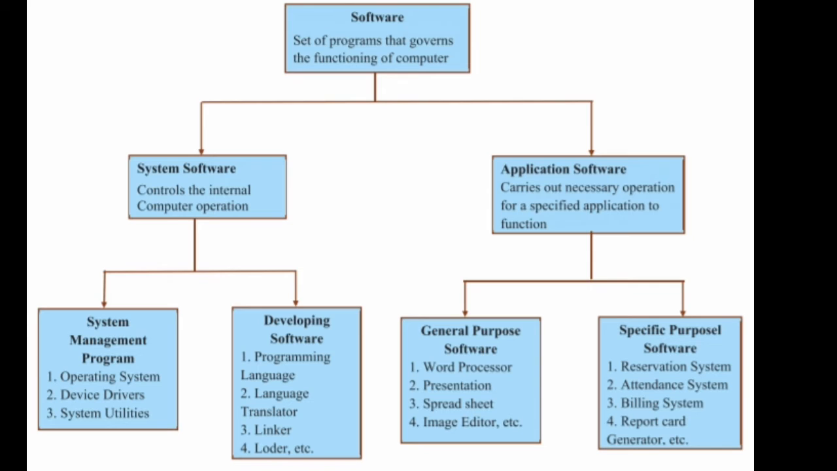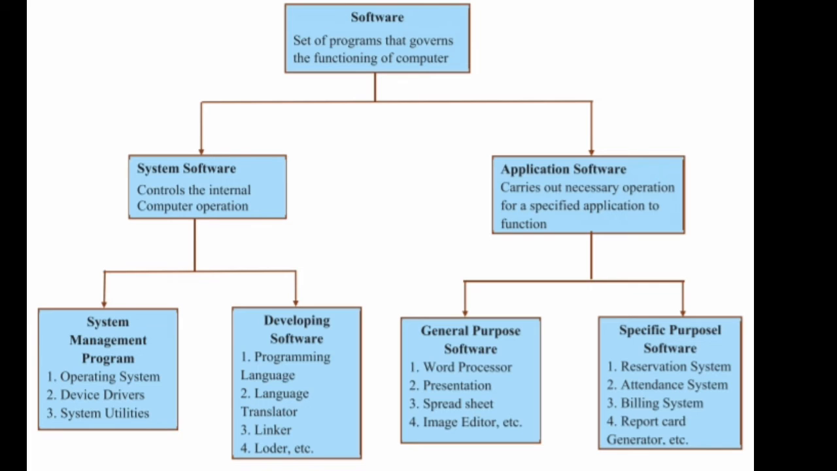I will repeat this, children. See, software is a set of programs that governs the functioning of the computer. Software is divided into two types, system software and application software. First, system software. System software controls the internal computer operation. Next, application software. Application software carries out the necessary operation for a specified application to function.